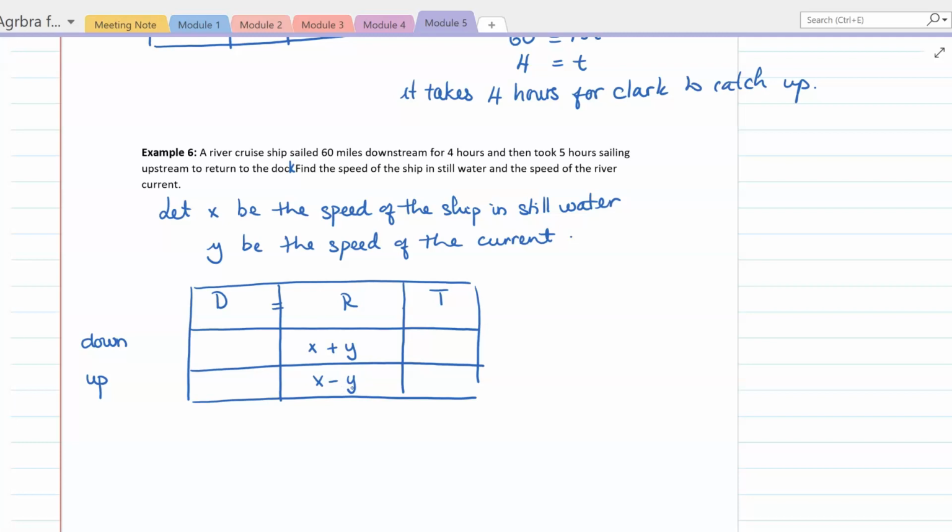And we are told that the cruise ship sailed 60 miles downstream for 4 hours and upstream for 5. Okay. And we know that the distance here is 60. So here you can see we have two equations. 4 times (x plus y) equals 60. And 5 times (x minus y) is equal to 60.